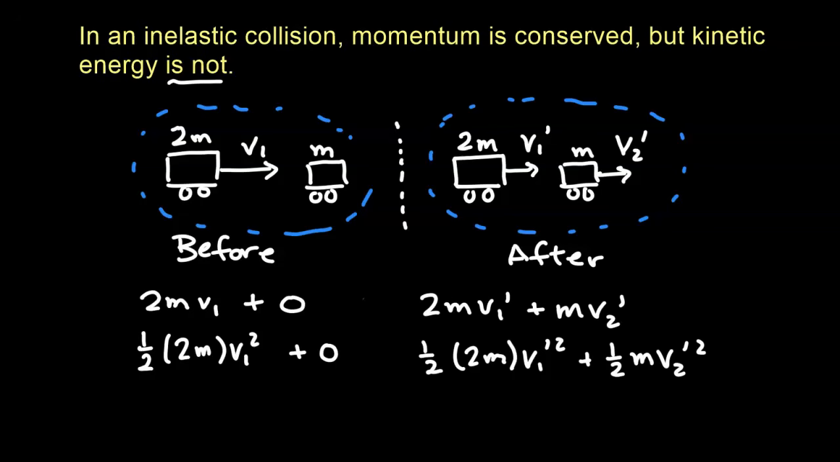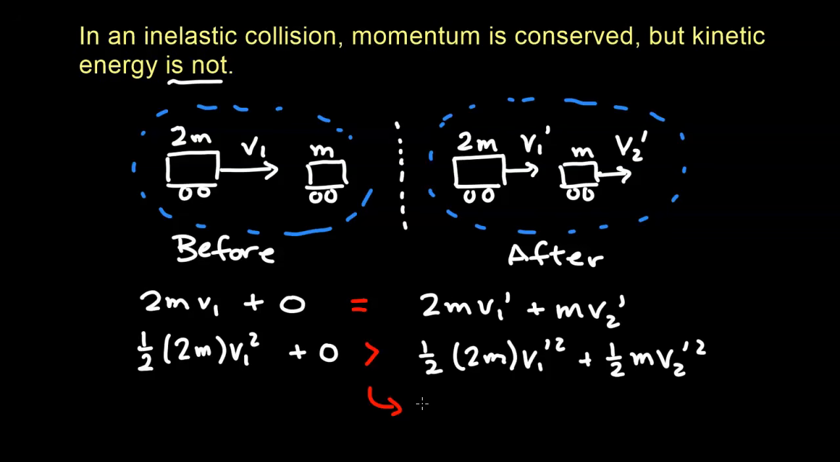In an inelastic collision, momentum is conserved, but kinetic energy is not. So using our equations from the previous example, we can say that the equation on the left here, the total initial momentum, is equal to the final total momentum. However, as far as energy is concerned, they're not going to be equal. The total initial kinetic energy is going to be greater than the total kinetic energy final, because some of that kinetic energy is lost or leaves the system.